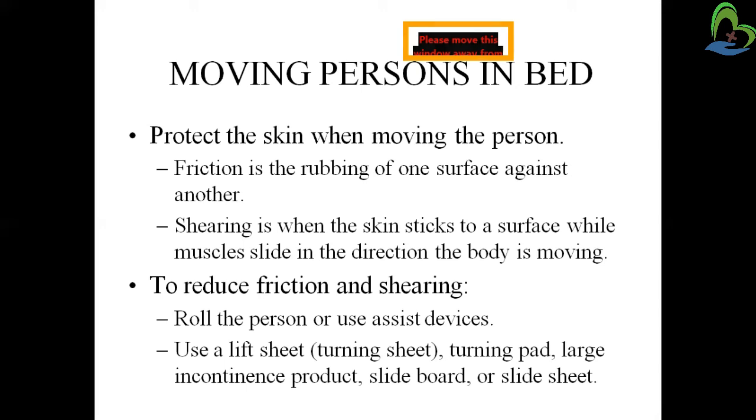So roll the person or use assisted devices. In the next slide, the image of shearing is shown, so we can identify it easily and use a lift sheet or turning sheet. When we want to turn the patient from one side to another on the bed, we can use assisted devices such as the turning sheet, then a turning pad, large incontinence product, and slide board or slide sheet also. So we can apply the turning sheet and turning pad to the patient for reducing friction and shearing.